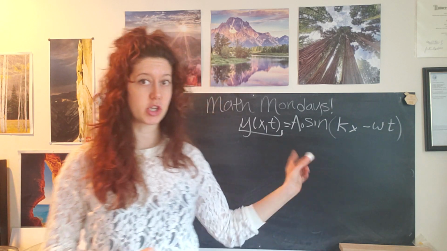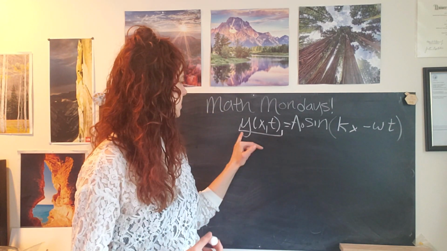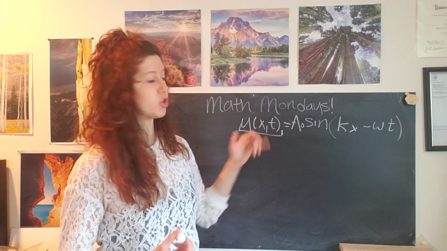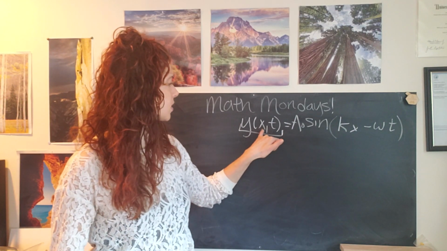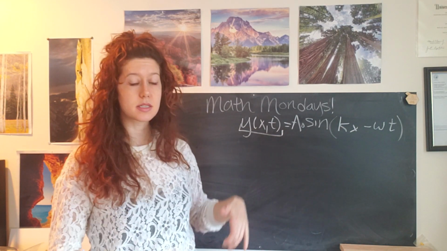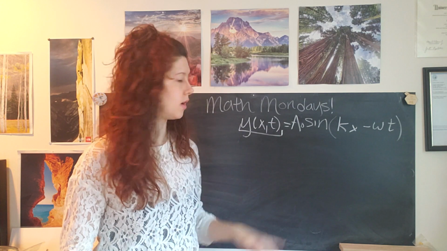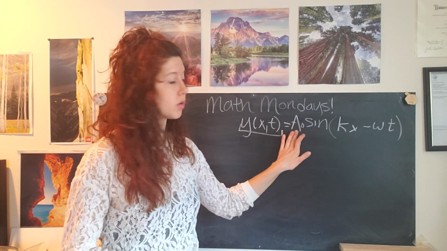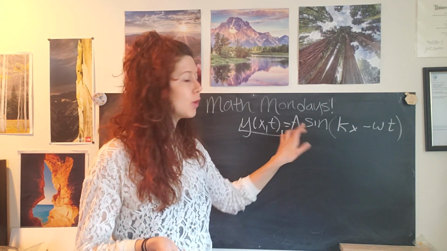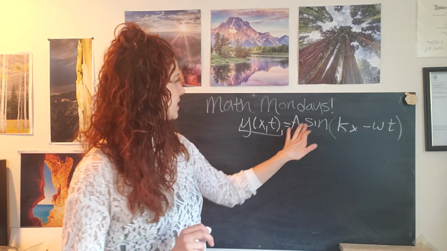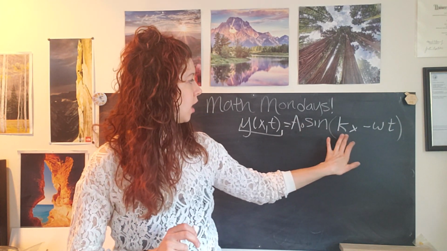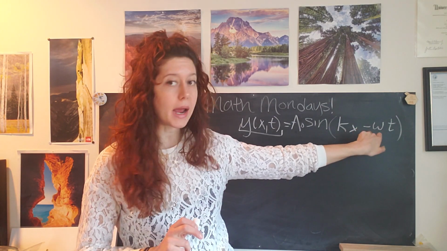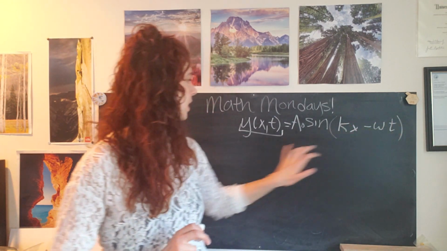So this is what the equation looks like. You have the left side that says y, which is a function that depends on x and t. X is space, and t is time. And so y of x and t equals a naught, which is a with a little zero next to it, times sine of k times x minus omega times t.